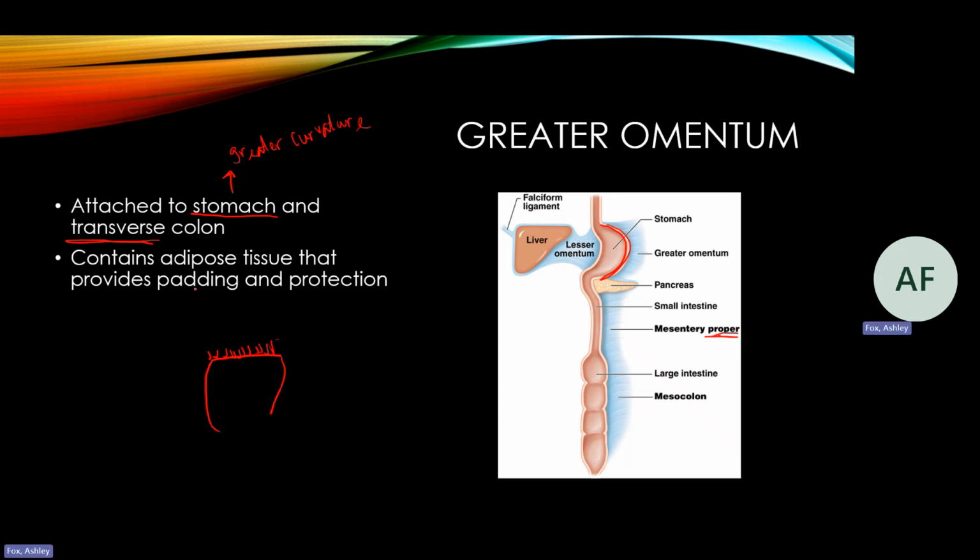This is going to help hold fat that can help with protection because remember, we're in our abdominal cavity. There's no bones here. There's muscle and then there's fat. So we need to protect all of these digestive organs in some way. So we use fat or adipose tissue to actually pad and protect these organs.